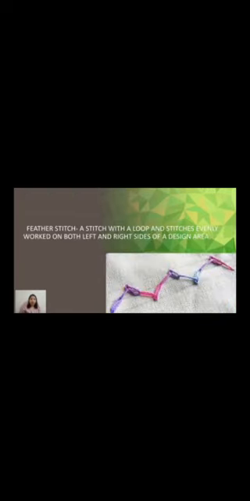Next, feather stitch. A stitch with a loop and stitches evenly worked on both left and right side of the design. Next is the fishbone stitch, a kind of filling stitch which is ideal for making leaves or feathers.